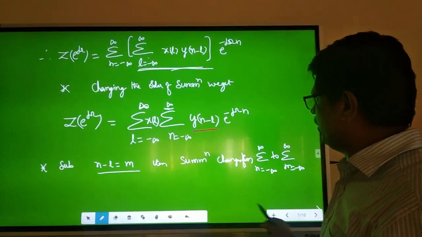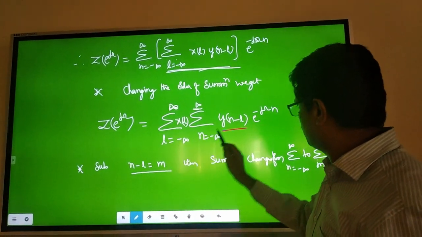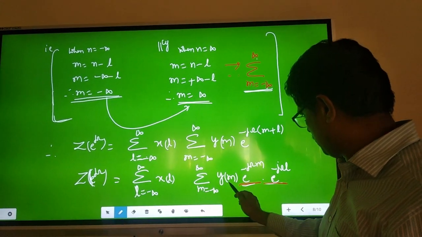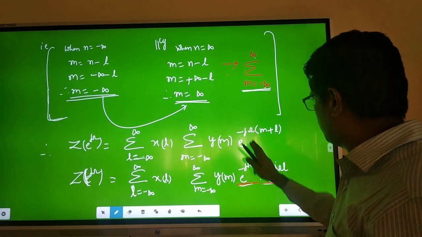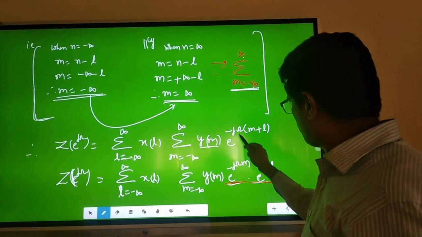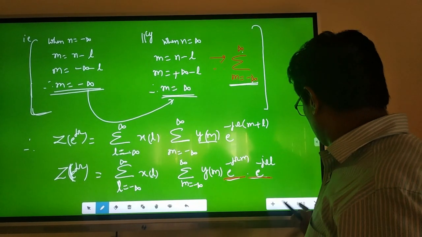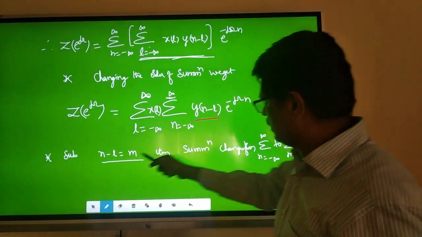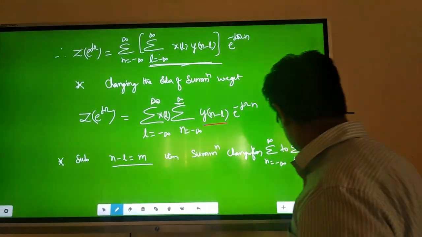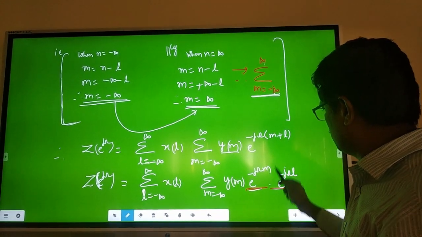Now see this, for example, n minus l is nothing but m, therefore y of m. Now see y of m, e power minus j omega, e power minus j omega n is there. What is n? See, n is nothing but m plus l. Now see, I am writing m plus l.